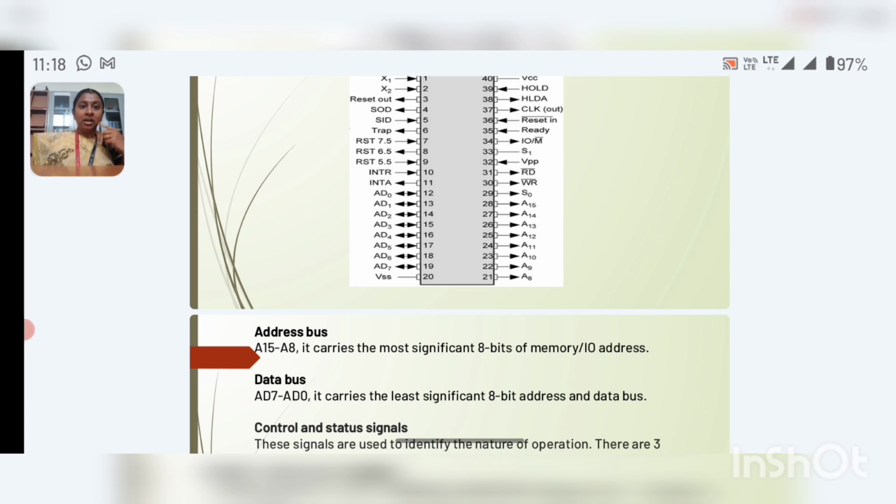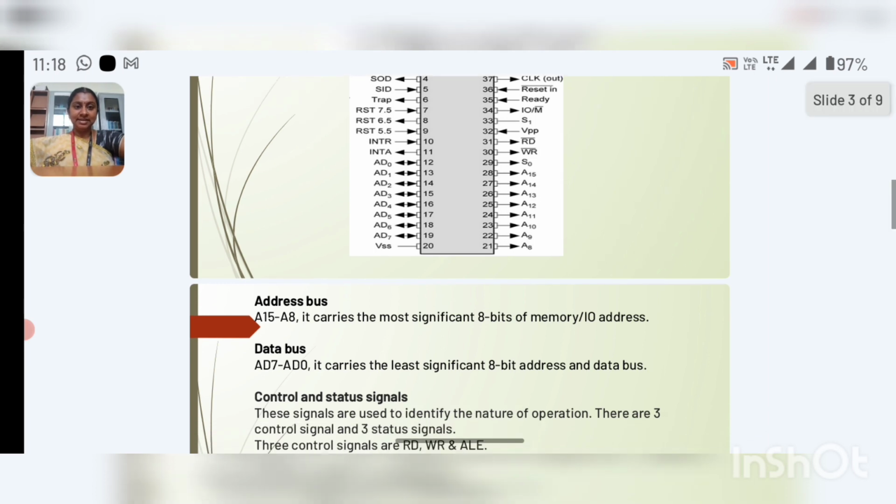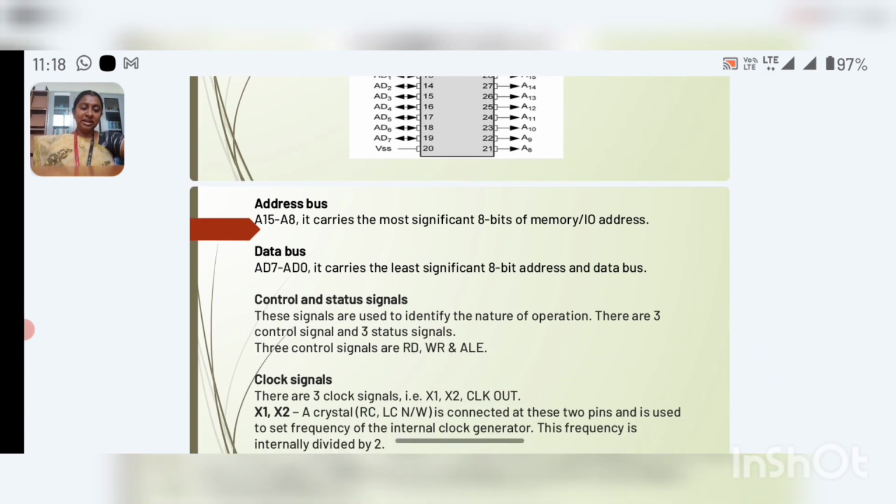Next one is address AD0 to AD7, and VSS is nothing but ground, VCC is nothing but the power supply, hold, HLDA, clock out pin is here. Next, reset in. Ready is for the ready signal, and the address bus here is from A8 to A15. Data bus is 8 bit, here address bus is 16 bit. Address bus carries the most significant 8 bits of memory and IO address. Next one is data bus, that is AD7 to AD0.